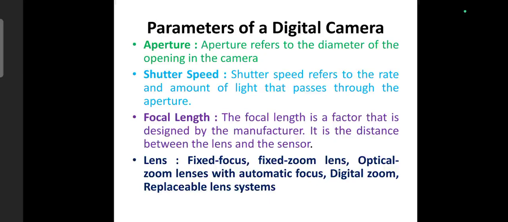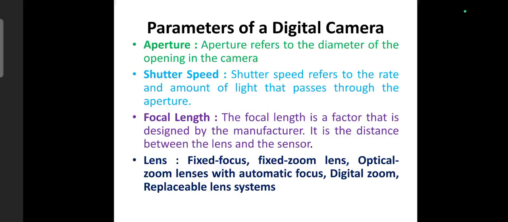A larger aperture allows more light to reach the image sensor. This is useful when taking photographs in dim light conditions. A smaller aperture allows less light and provides greater depth of field, making distant objects appear sharper.